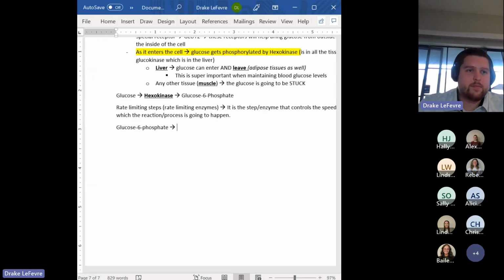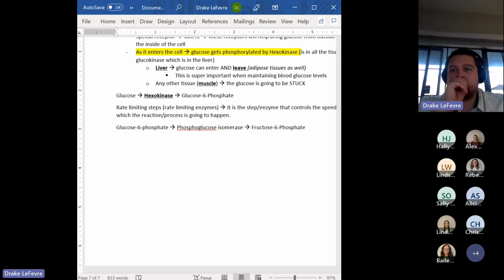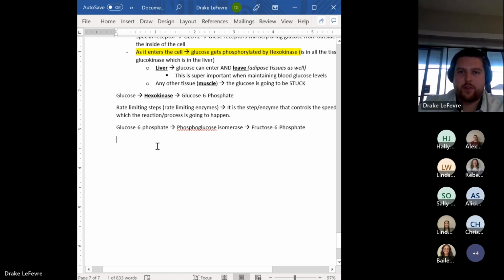So glucose 6-phosphate then gets acted on by a phosphoglucose isomerase. Anybody tell me what the next intermediate is after glucose 6-phosphate? Fructose 6-phosphate. Isomerase. All we did, this exact same chemical makeup, all we did was rearrange it a little bit to then become fructose. Okay, so now we have fructose 6-phosphate.